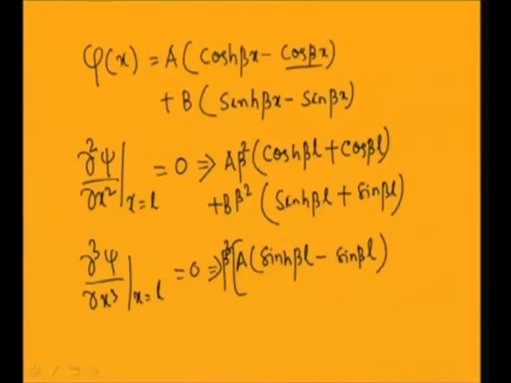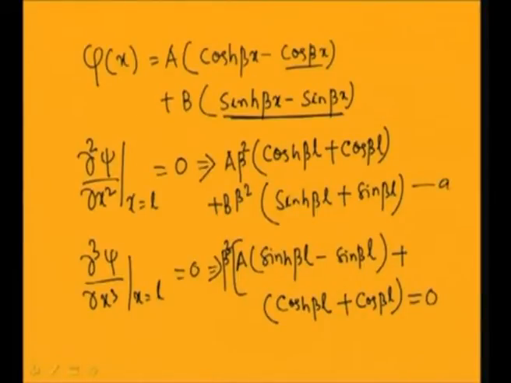Similarly, by differentiating this thrice we will get beta cubed. I have taken beta cubed common, so I can write this plus, by differentiating this thrice, cosh beta L plus cos beta L. So now this is equal to 0.